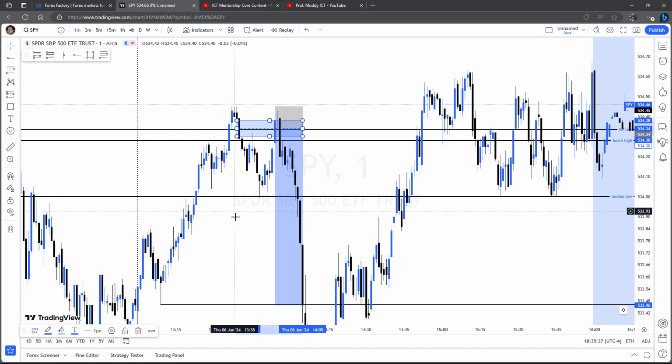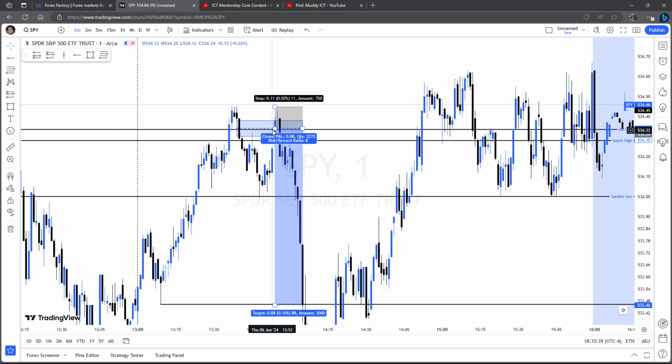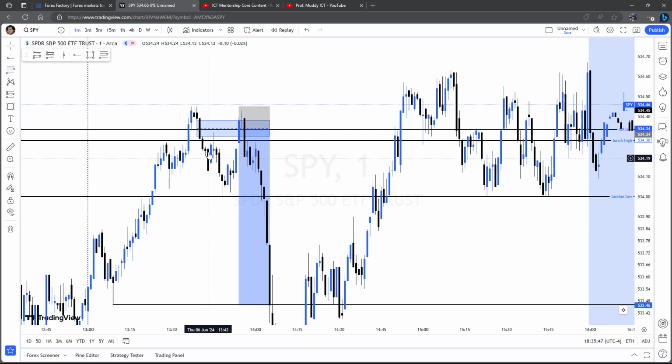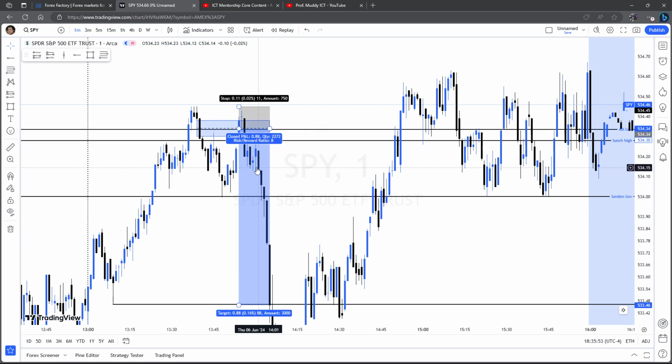I marked out that inefficiency and I waited patiently for price to retrace to that consequent encroachment. All that means is fancy for equilibrium, which is another fancy word for halfway point. But I thought I was going to miss the move here. Looked like it was going to take off without me. But as you can see, patience is a virtue.